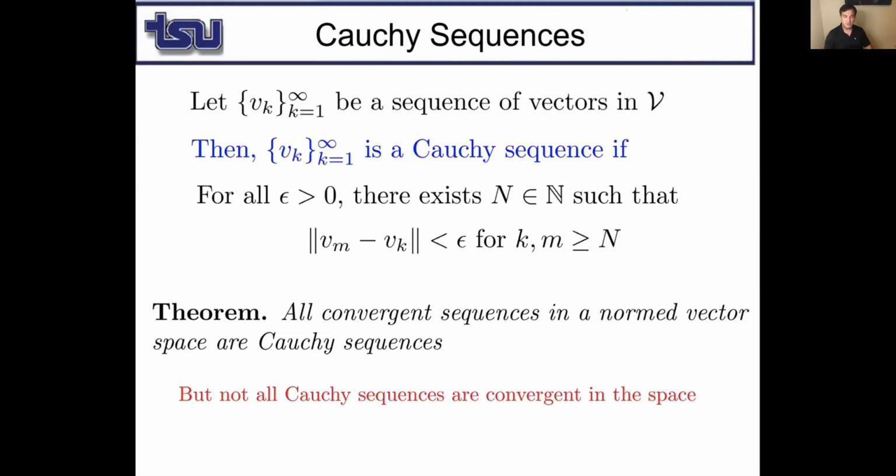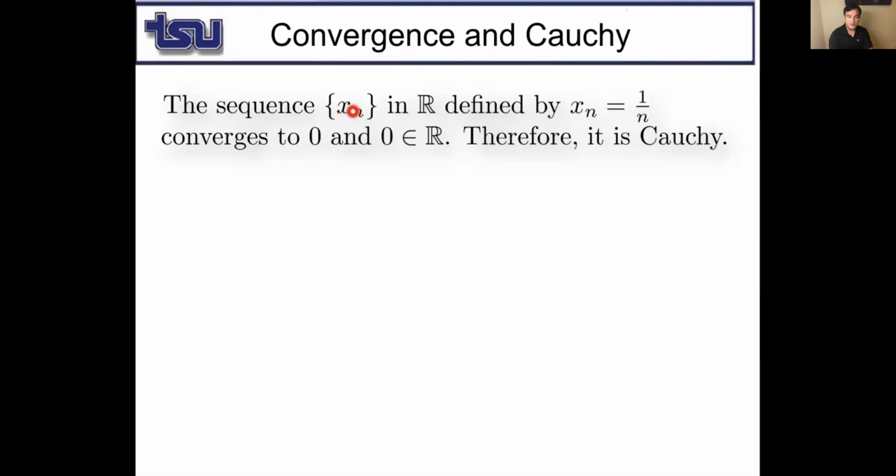So let's see with an example. Think about the sequence x_n equal to 1 over n. It's clear that the limit as n goes to infinity of 1 over n is going to be 0, right? So the sequence 1 over n converges to 0. And the terms 1 over n are all in R, and 0 is also in R. So that means 1 over n converges to an element in R. And since it's a convergent sequence, we know that it must be a Cauchy sequence.